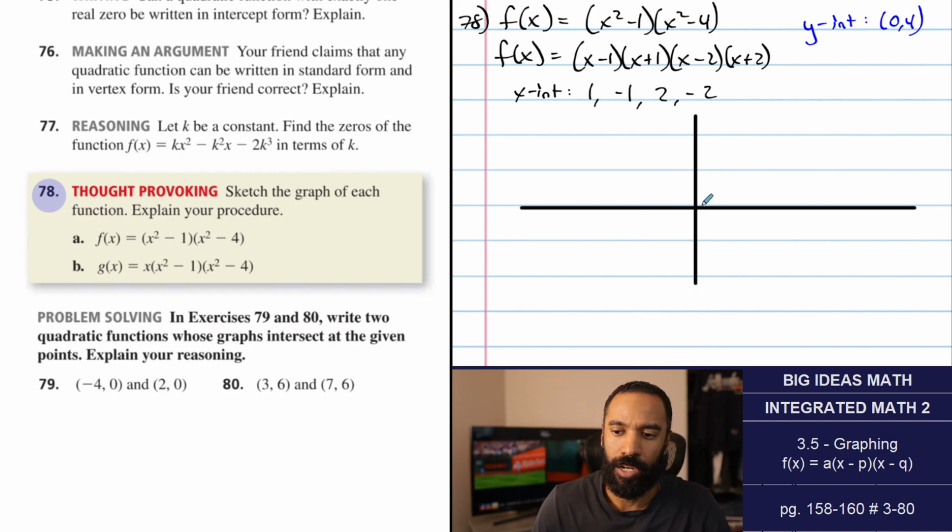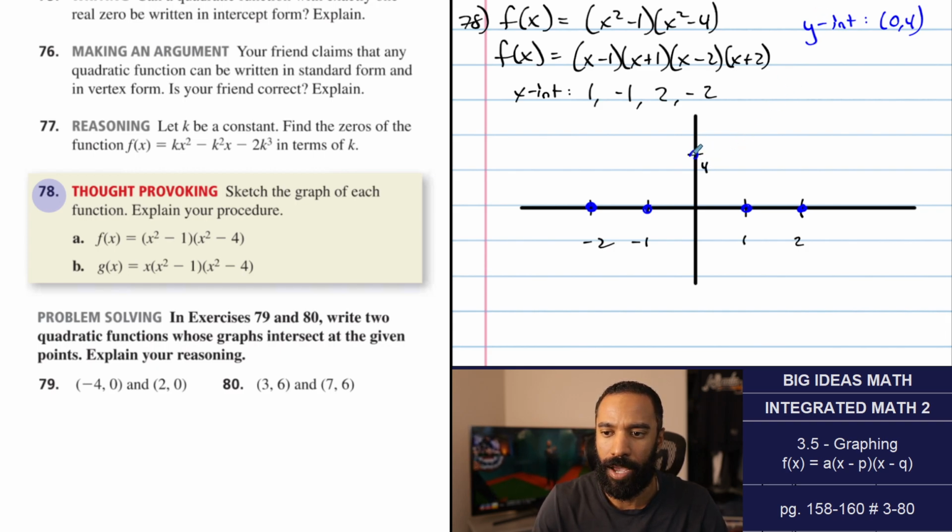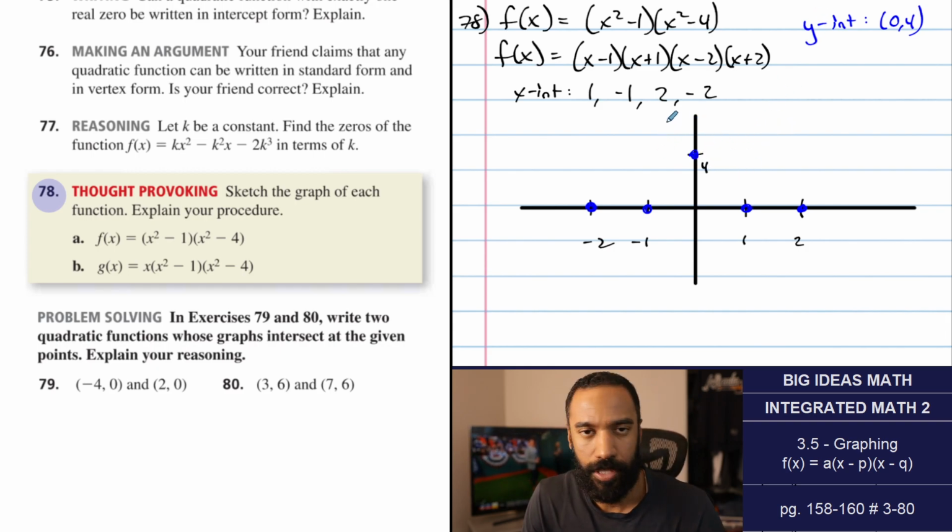I just want to say that we're going to hit 1 and 2 and negative 1 and negative 2 on this graph. It's going to cross through, okay? So it's going to hit these guys. On top of that, no pun intended, it's going to hit (0, 4) right here. That's the y-intercept.